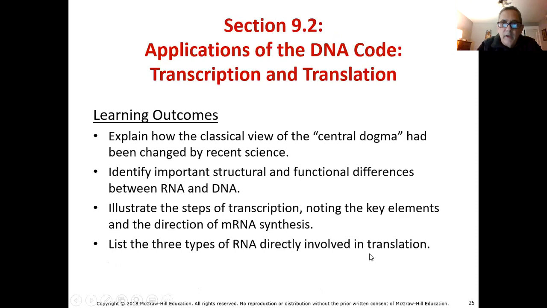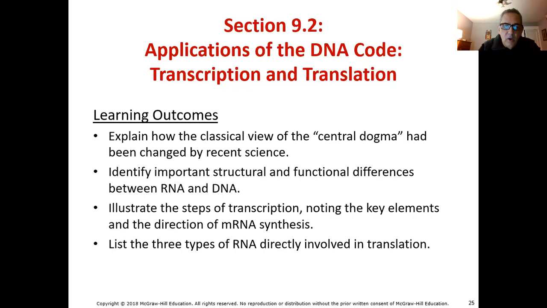Applications of the DNA code, transcription, and translation. The first part of protein synthesis consists of transcribing the genetic code and then translating it. So we're going to talk about what's considered the central dogma in molecular genetics. That is, genetic information goes from DNA to RNA to a protein. Though this has been a bit modified by recent science. We'll talk about the structural and functional differences between RNA and DNA.